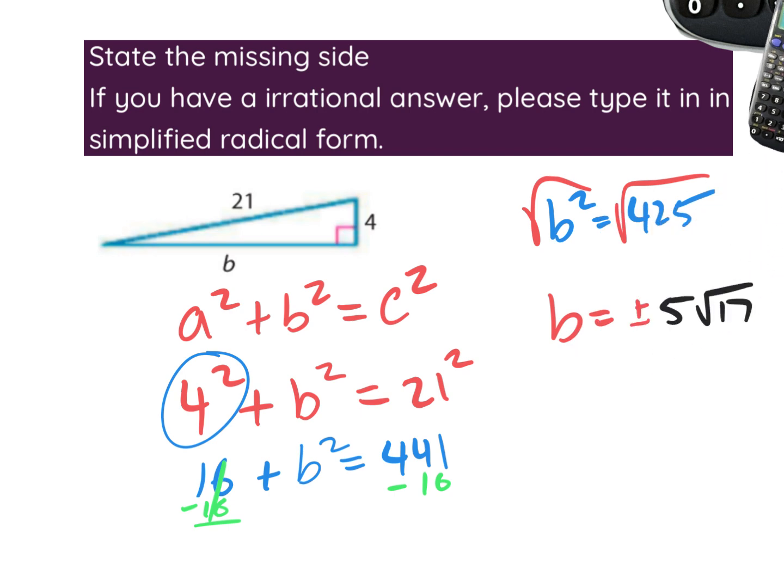And once again, if it were just algebra, if you're just solving the equation, you would say b equals both positive 5 square root of 17 and negative 5 square root of 17. But because we're talking about an actual shape and the actual measurement of a side, there's no such thing as negative distance. So we don't have to put a plus or minus. You only want the positive of it. So b equals positive 5 square root of 17. And that's what you would type in to get full credit on this answer.